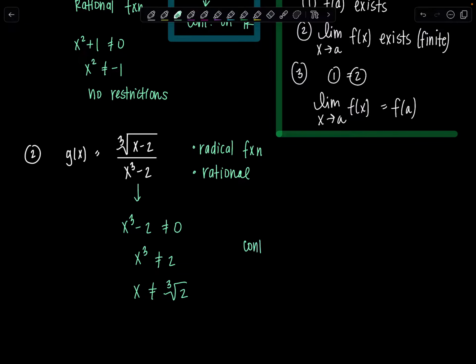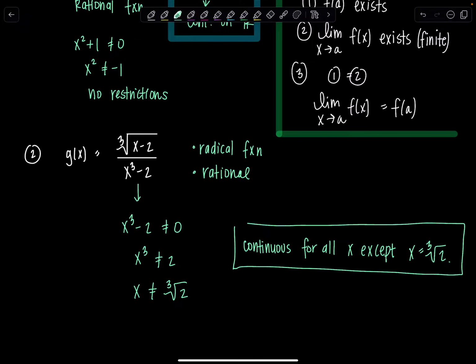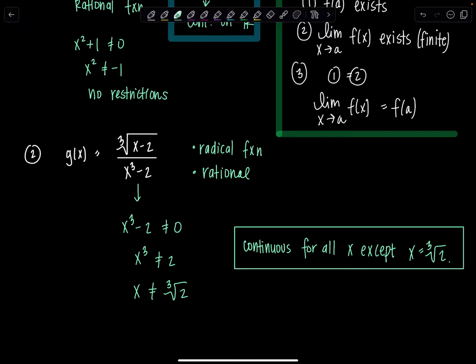So you could say continuous for all x except x equals cube root of 2. Okay, that's good enough. We're not really writing a formal domain, but if you want to write it in, you know, as a set or as an interval, that's fine too.